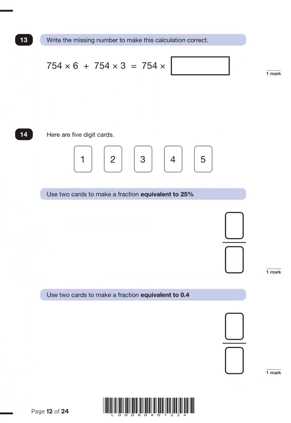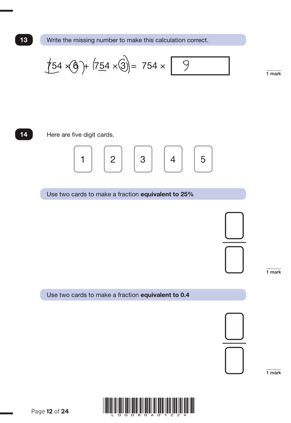Number 13. Write the missing number to make this calculation correct. 754 times 6 plus 754 times 3 equals 754 times blank. So I have two calculations here. The same number multiplied by 6 and then by 3. So if I add 6 and 3, I get 9. So it's the same thing as doing 754 multiplied by 9. 9 is our missing number.